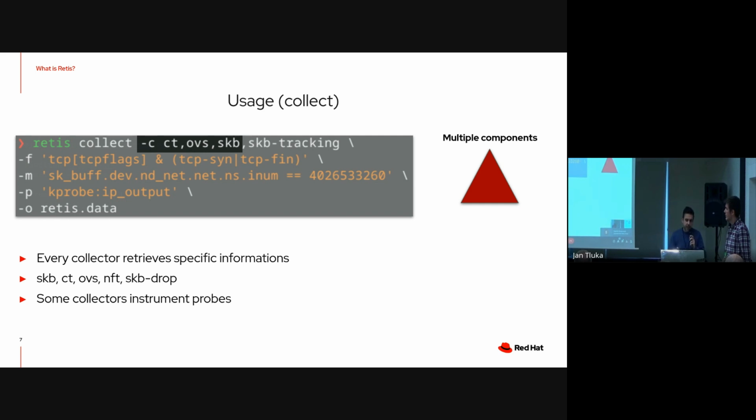And the remaining collectors are OVS, which we are going to see more of in the next slides, the NFT collector that essentially allows you to see a packet as it goes through the NFT rule set, and the SKB drop collector that reports drop reasons.